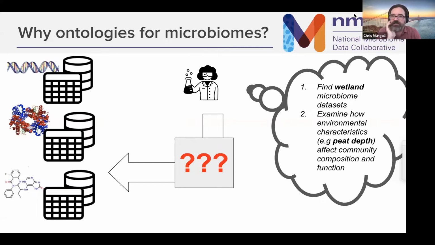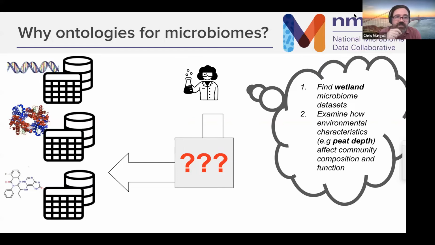with maybe some kind of characteristic in common. Maybe they're interested in wetland biomes, and they may also be interested in how different environmental characteristics of the microbial community, such as things like peat depth, might affect the composition and function of these microbial communities. And at the moment, to be able to do this, it can be quite challenging. You need a shared vocabulary to be able to query across these different databases.